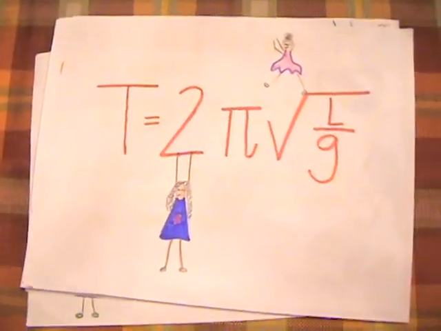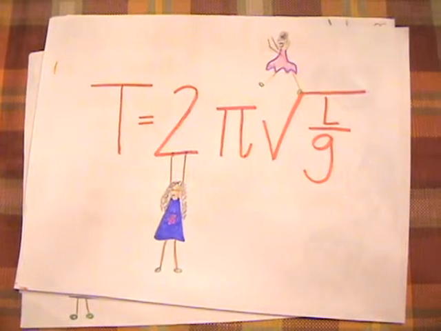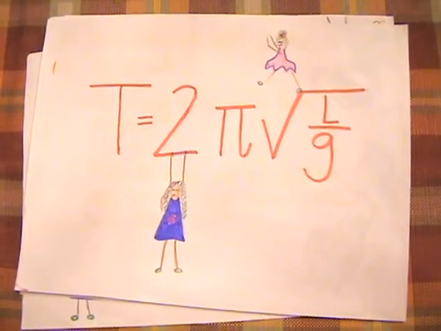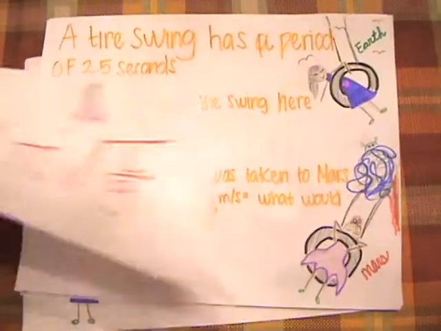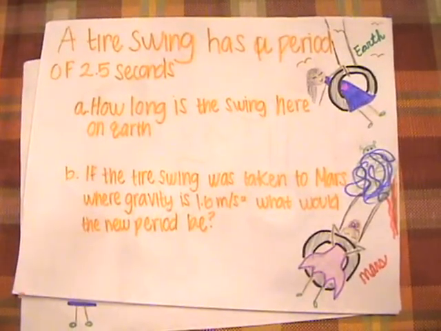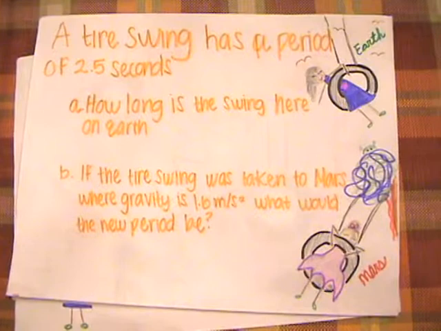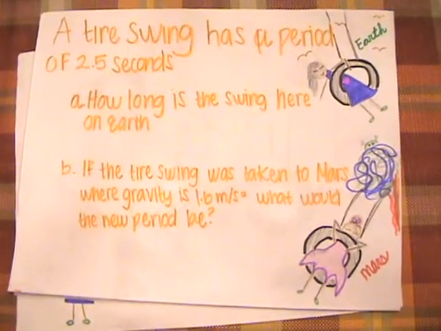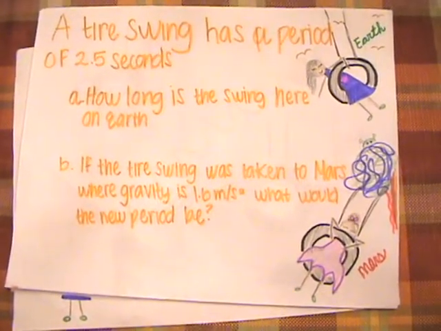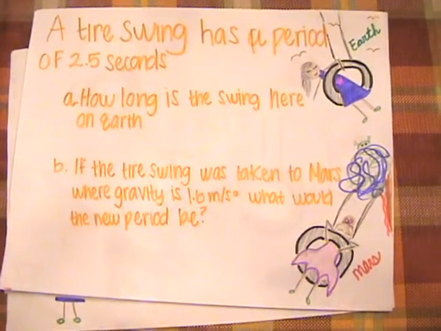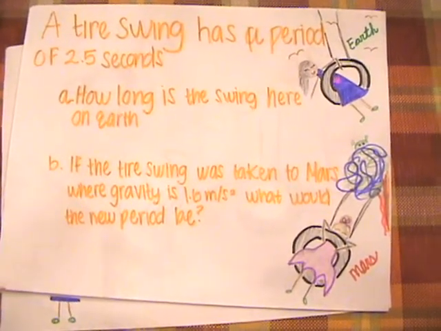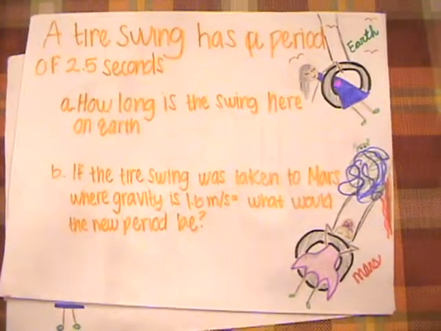The formula we will be using today is T equals 2 pi multiplied by the square root of length over gravity. So, a tire swing has a period of 2.5 seconds. A, how long is the swing here on Earth? B, if the tire swing was taken to Mars, where gravity is 1.6 meters per second squared, what would the new period be?